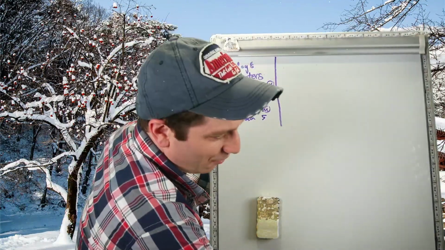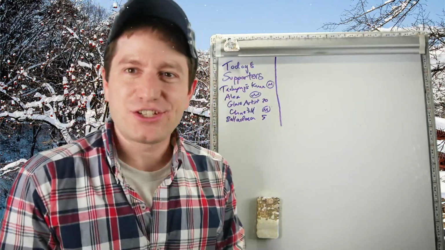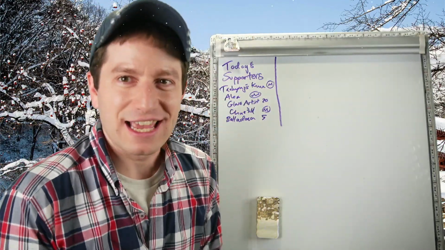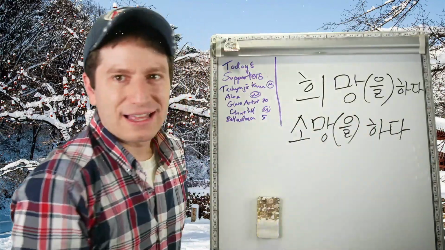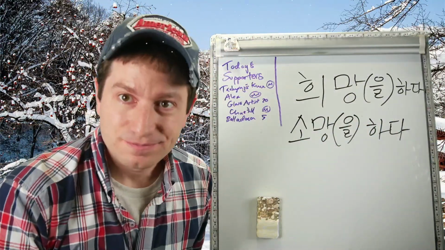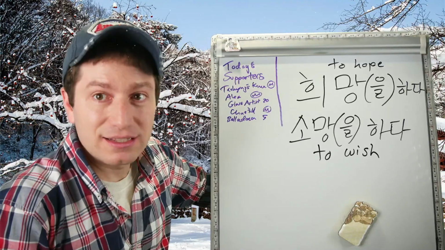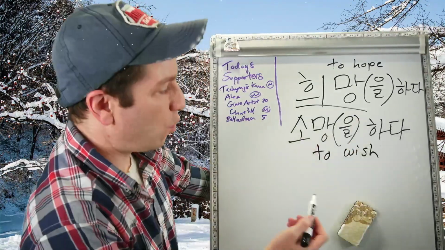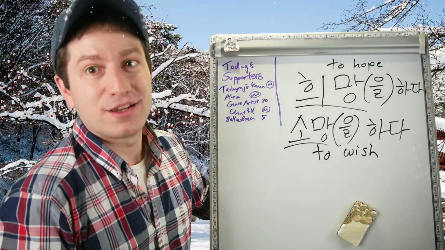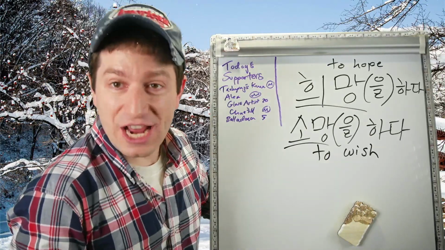The last forms we're going to be learning about are actually two common verbs that I often get asked about. 희망하다 and 소망하다. 희망하다 means to hope. 소망하다 means to wish. 희망 literally means hope. 소망 literally means wish. These words come from Chinese.